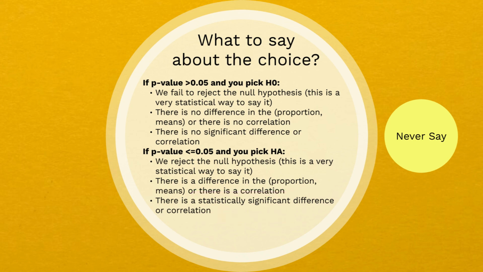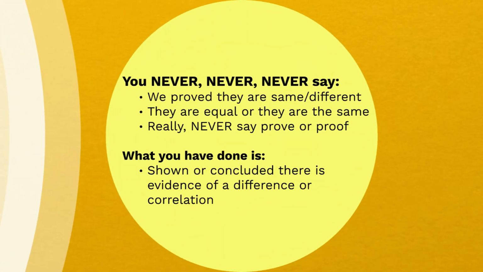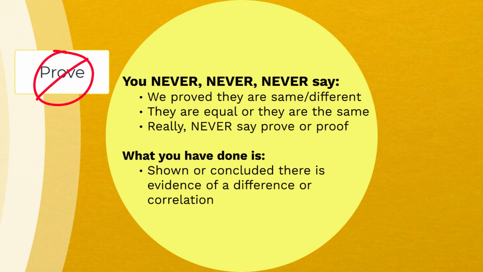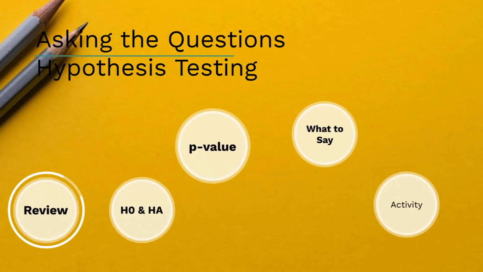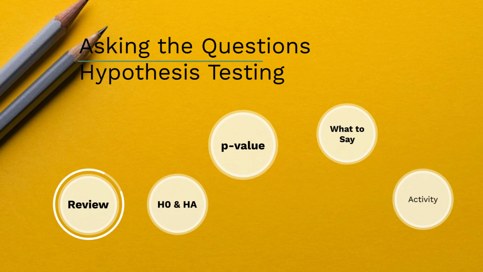So what about things that we never say? You never, never, never, never say we have proved either hypotheses. What you have done is shown or concluded there is evidence of a difference or correlation. So just keep those words in mind. Precision is very important in statistics, and we don't want to say things that we can't actually stand behind.